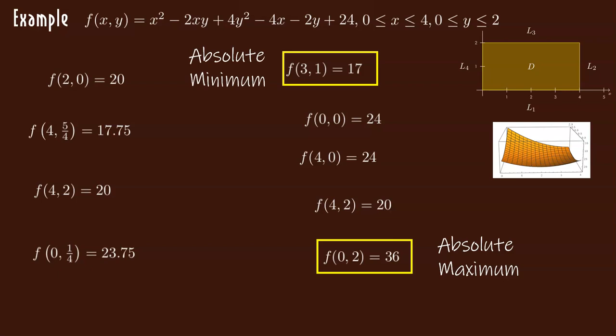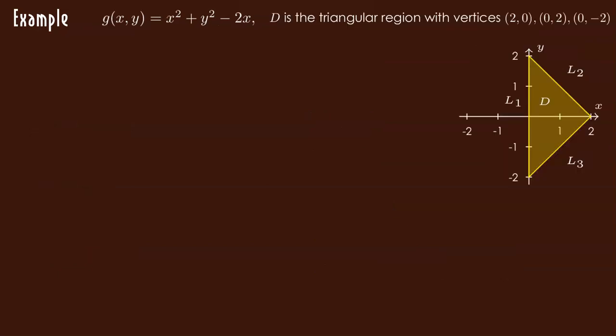Let's try one with a little bit grosser region. Suppose I have the function x squared plus y squared minus 2x, and my region is the triangular region with the vertices (2, 0), (0, 2), (0, -1). Notice what these lines are. They're not all horizontal or vertical lines. So let's go ahead and knock those out.